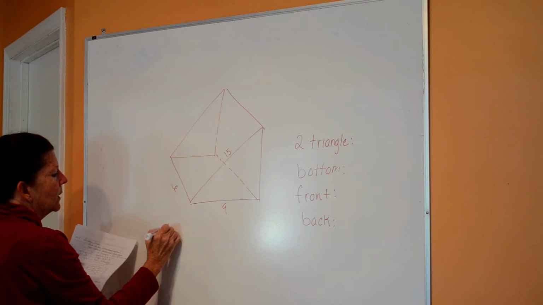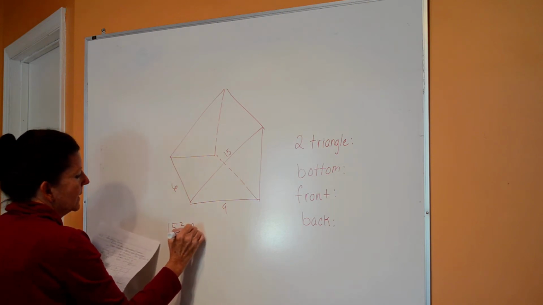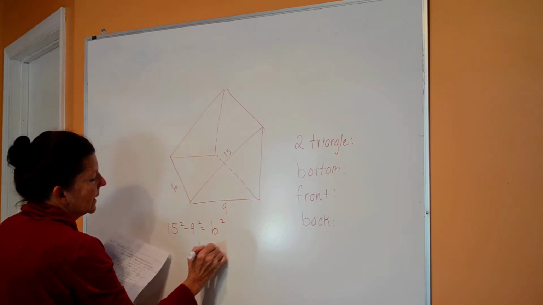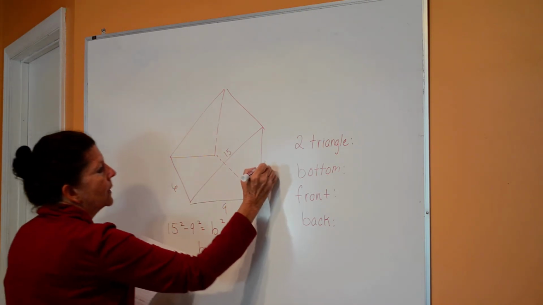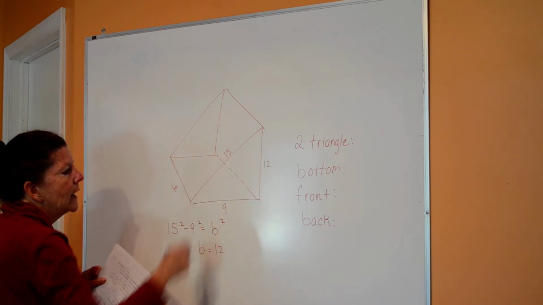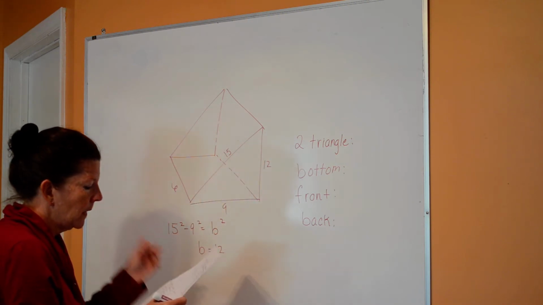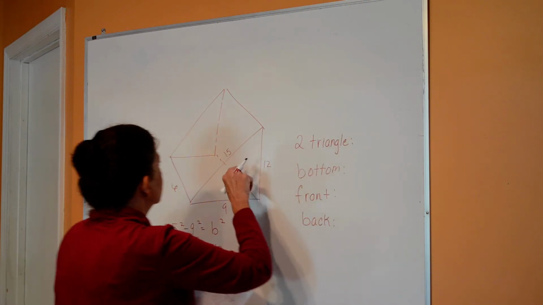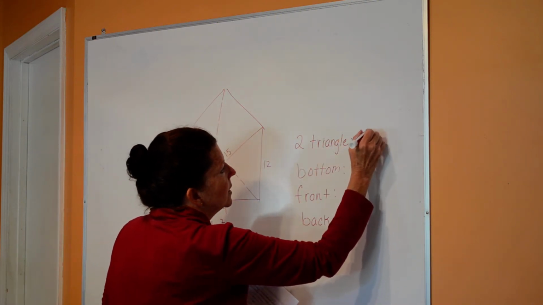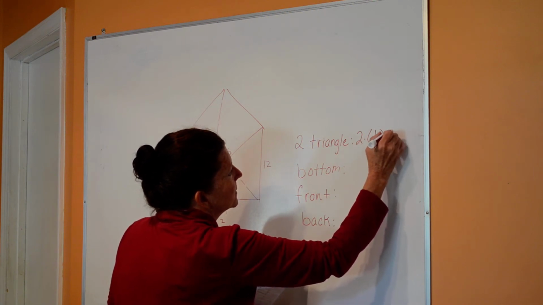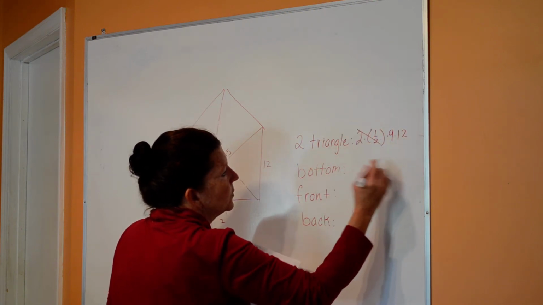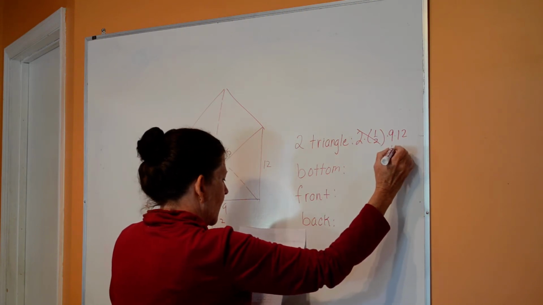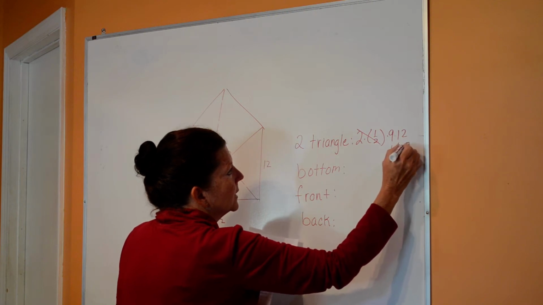So I'm going to use the Pythagorean theorem. 15 squared minus 9 squared is equal to b squared, or the height squared. B is going to equal 12 after you use the Pythagorean theorem. So for the triangle, I have 9 times 12 times 1/2 times 2, because there's 2 of them. So I have 2 times 1/2 times 9 times 12. Those two are equal to 1. So the triangles give me a surface area together of 108 units.